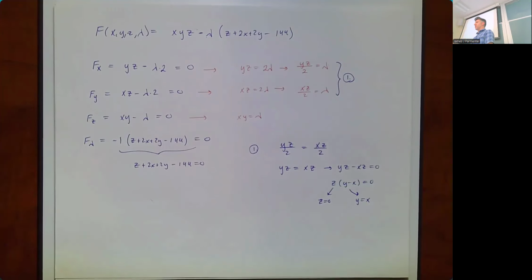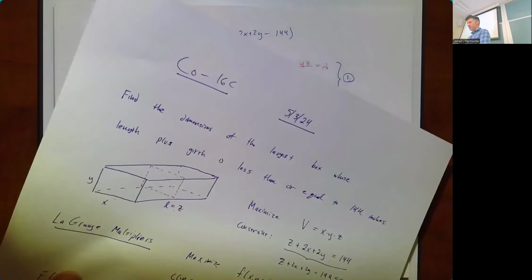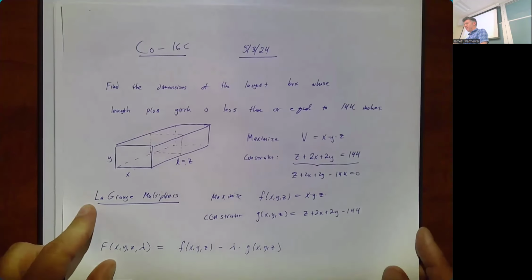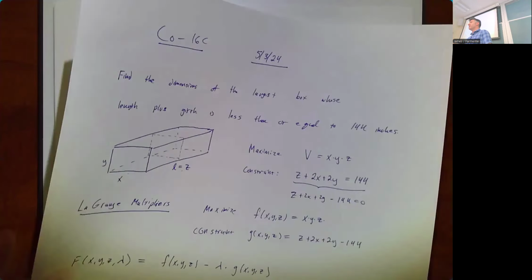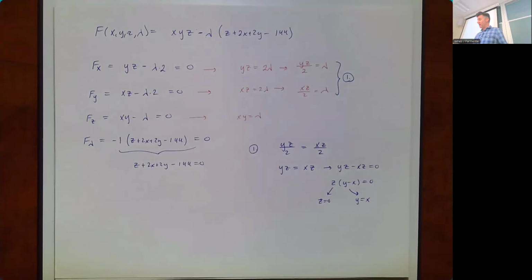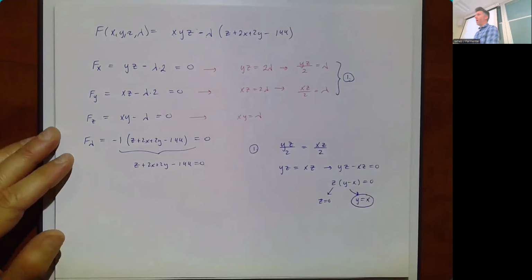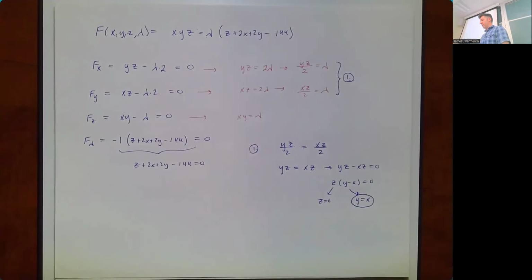But the thing is, z equal to 0 is not going to be the right answer because what are we trying to do? Maximize the volume of this box. If z is 0, that's not good. So that's why it's often okay to divide by a variable, because we typically don't want z equals 0 or x equals 0 or y equals 0 as an answer. So we often are a little bit less careful with our algebra. So great, we've got y equal to x. That means whatever x is, y has to be and vice versa. And then we're going to take a different pair of equations.